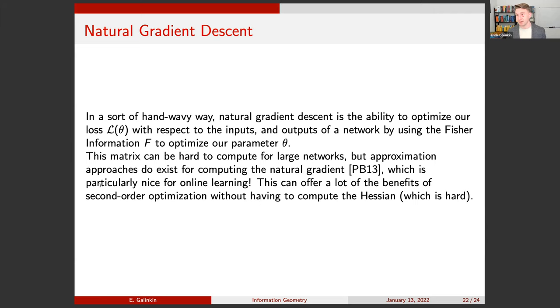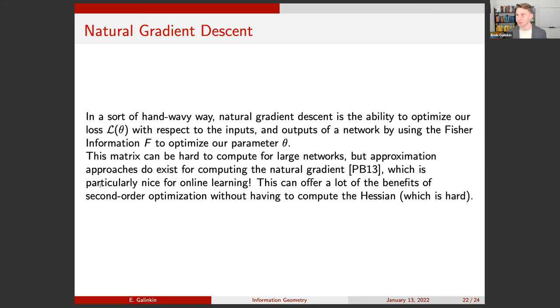And this gives us natural gradient descent, right? Natural gradient descent has been explored pretty substantially. And this lets us optimize our loss with respect to the inputs and outputs using just the Fisher information for our parameter, right? The difficulty is that computing this matrix and inverting this matrix can be pretty tough for large networks because it has so many parameters, right?